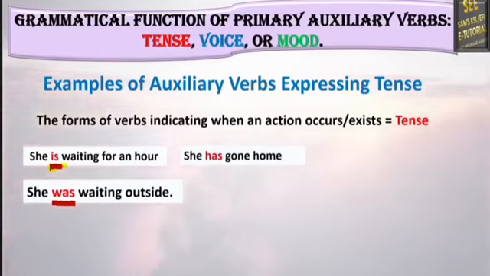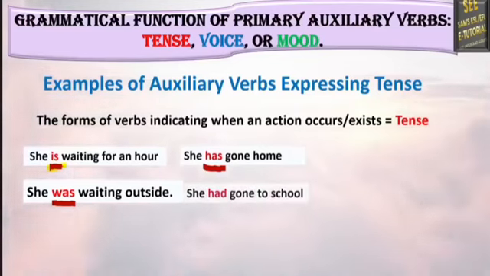Now the next one there, as you can see, is has: she has gone home. Now has also helped us to express a tense known as the present perfect tense. Now the next sentence there, she had gone to school. Had is a primary auxiliary verb that has helped us to express what is known as the past perfect tense.